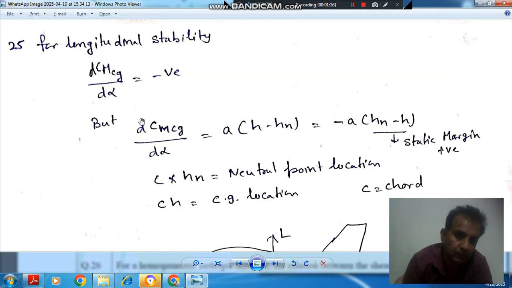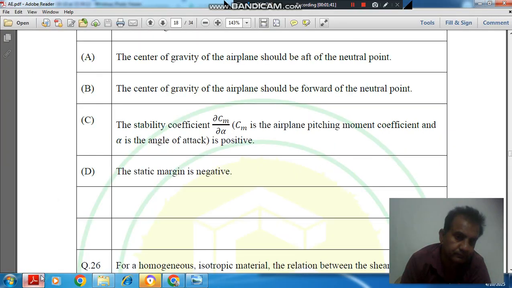Now dCm/dα is equal to a times (h minus hn), where a is a constant, and hn minus h is called the static margin. If we take the negative, the formula will be minus a times (hn minus h) within the bracket. So this is your static margin, and the static margin should be positive. Here it is given that the static margin is negative, so that is also wrong.